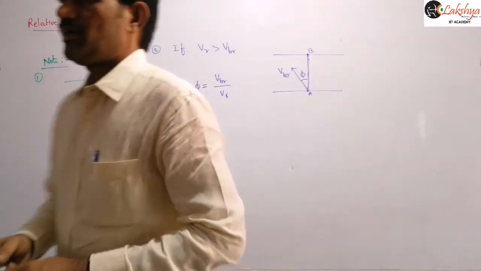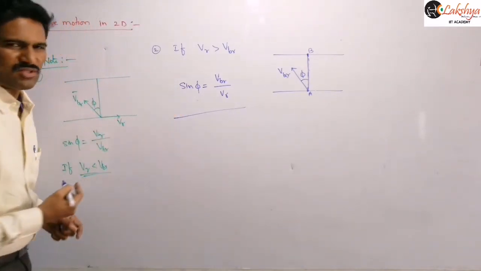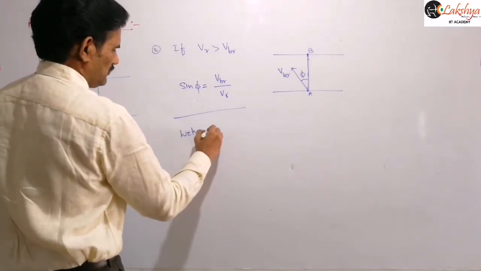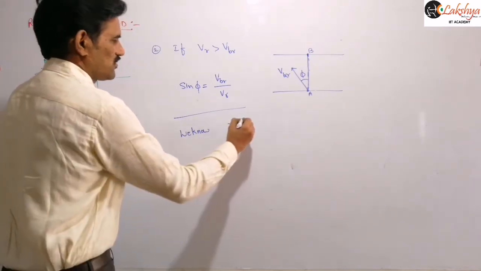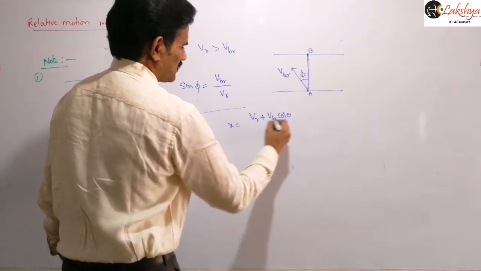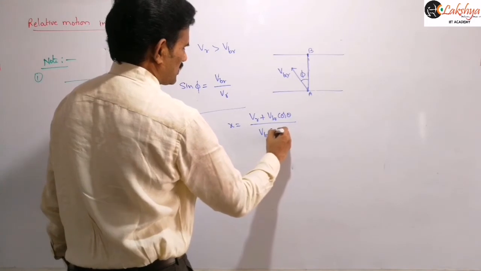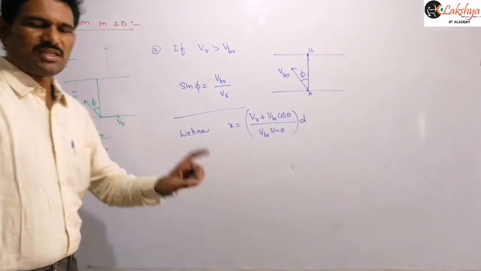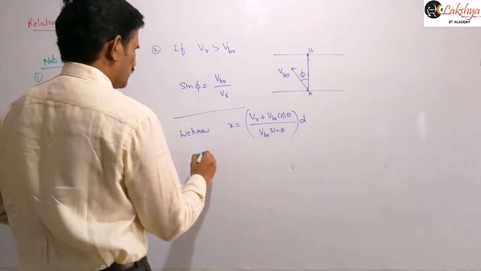Now let us see the proof of this formula, and now I am explaining. We know this drift is equal to, this is nothing but our drift here. This drift is equal to VR plus VBR cos theta by VBR sin theta into D, the general expression, when you are assuming theta is the angle between VBR and VR. And now here this drift is minimum.